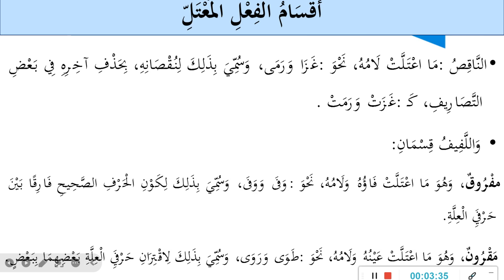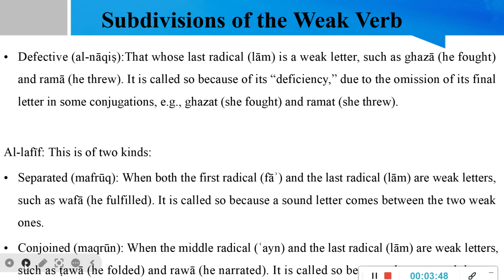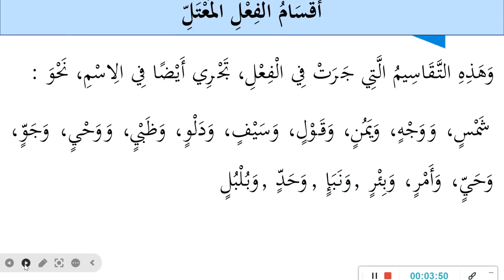ومكرون وهو ما اعتلت عينه ولامه. It is when both عين الفعل and لام الفعل are weak letters, like the verb طوى and روى. So these are the types of المعتل.